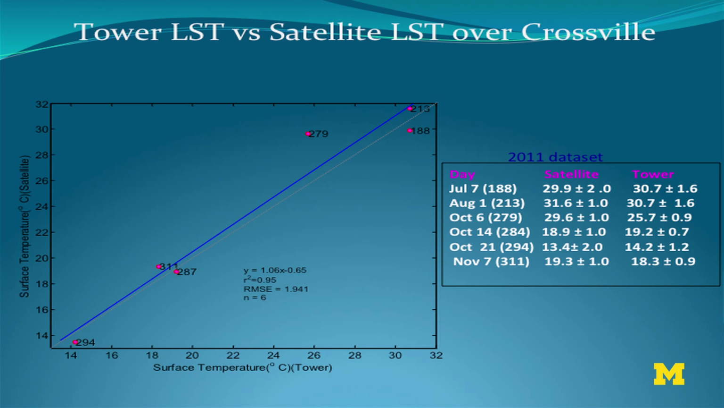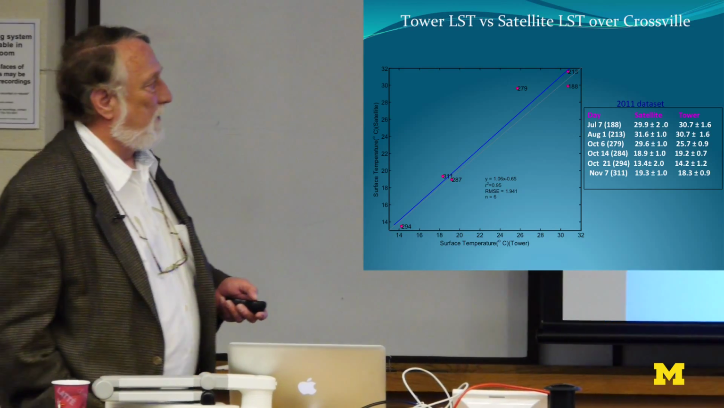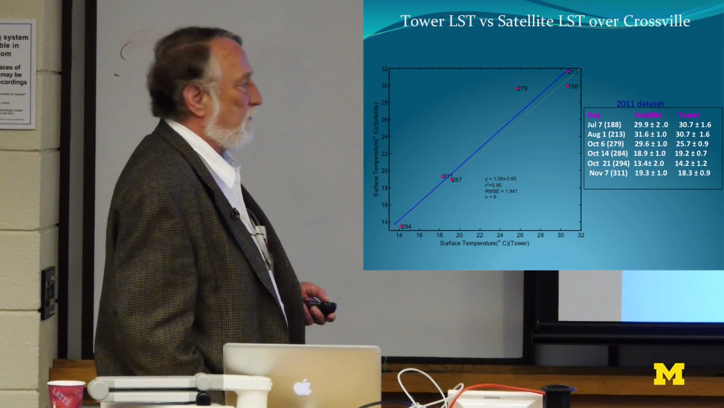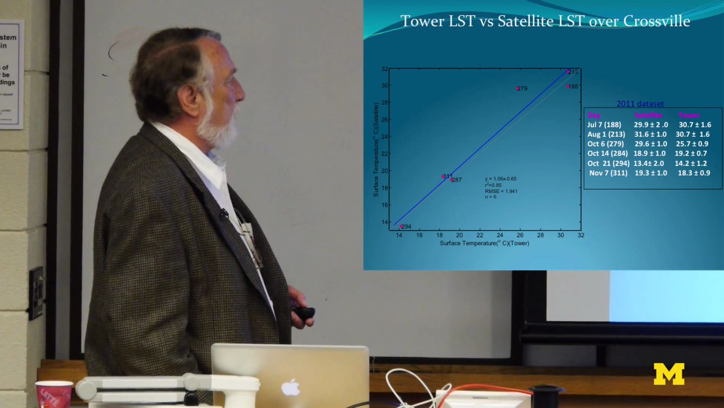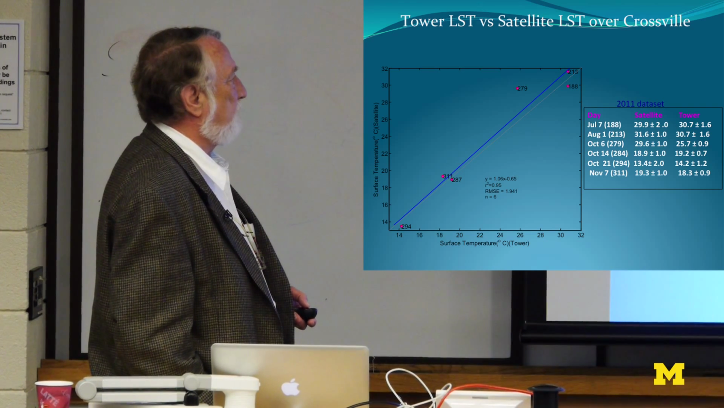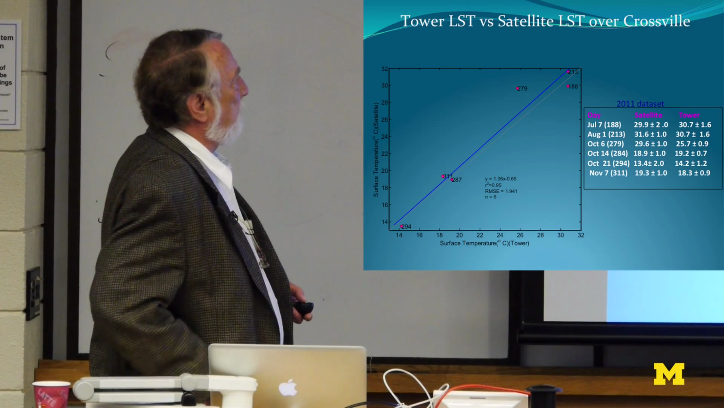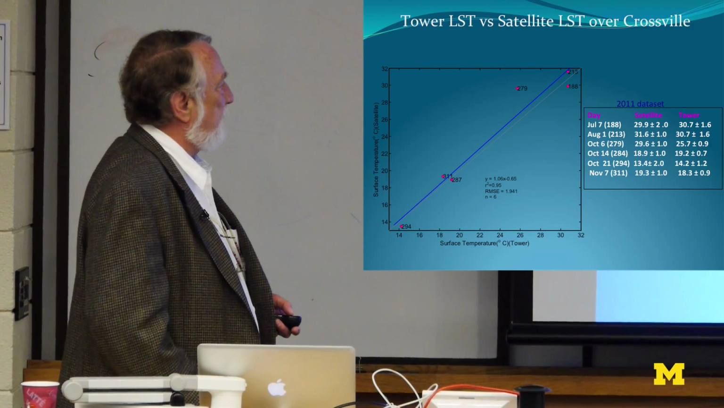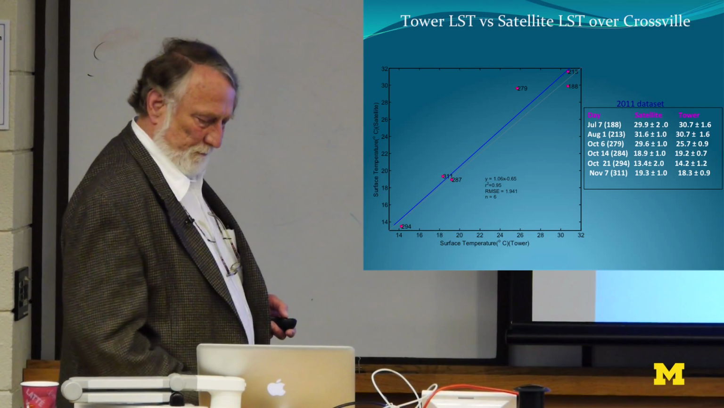I'm going to skip that one. This part here. So in this data set, if we look at the satellite and tower, how well do they agree on these particular days? We had to pick clear sky days. It works the best in terms of looking at how they compare. But you can see some differences of up to 3 or 4 degrees between the tower and LST, or land surface temperature measured by the satellite.